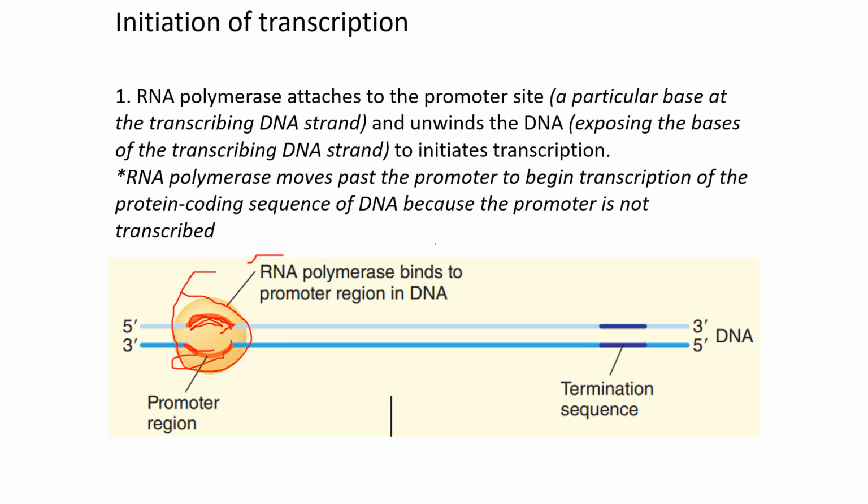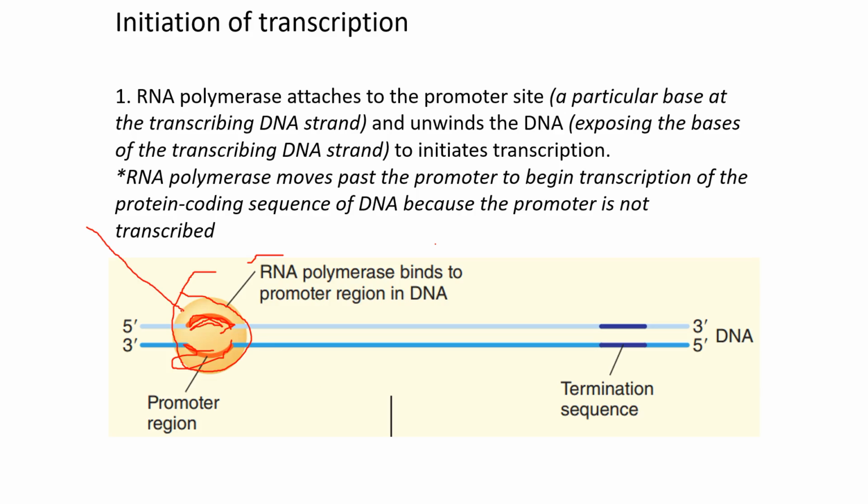Now, in the replication of the DNA, if you still recall, DNA helicase will unwind the double helix, right? Then DNA polymerase will come in and start the synthesis. But this is different with the transcription of RNA. Now, RNA polymerase moves past the promoter to begin transcription of the protein coding sequence of DNA, because the promoter is not being transcribed.